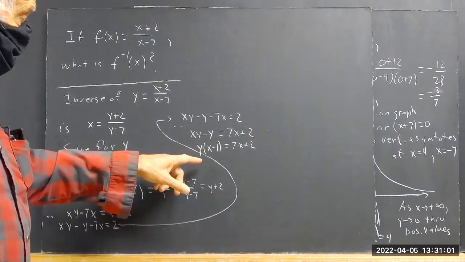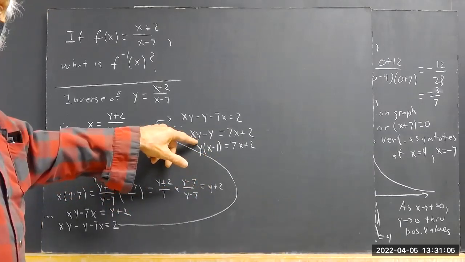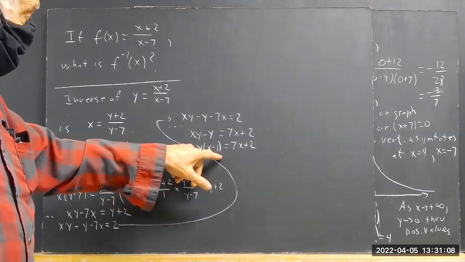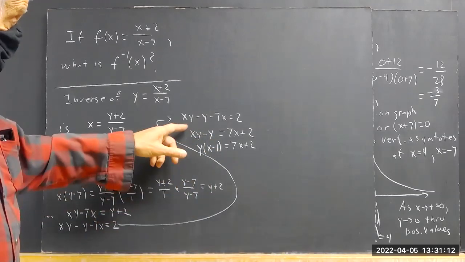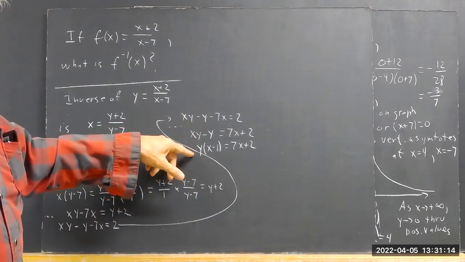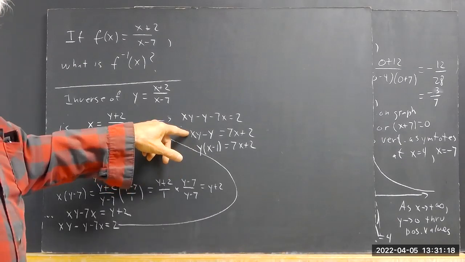Clearly, the distributive law tells you that y times x minus 1 is y times x, which is the same as xy. And y times negative 1 is negative y, right? So you just do the factoring. It's pretty simple factoring, but it's not something that's going to automatically occur to everybody at this point.